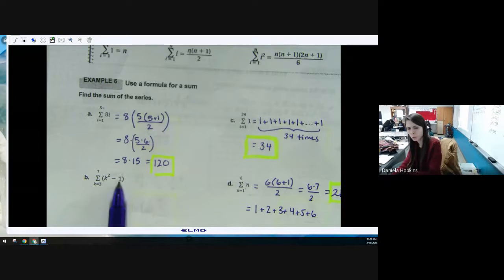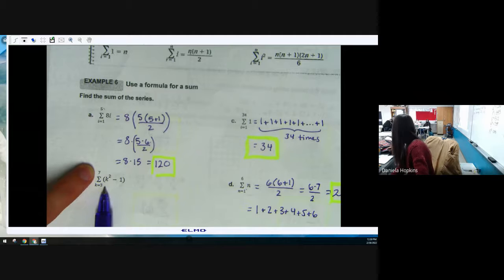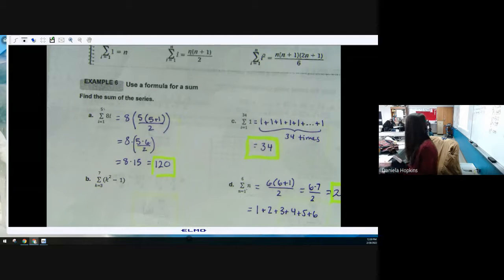I saw that there was 5 total numbers here, so I thought maybe if I subtract 5 to that k squared, it would work. But another issue is we're not starting at 1, we're starting at 3. So it ends up not working. So we do have to do this one by hand. So sometimes you can't make it look like the formulas, so you just have to do it by hand.